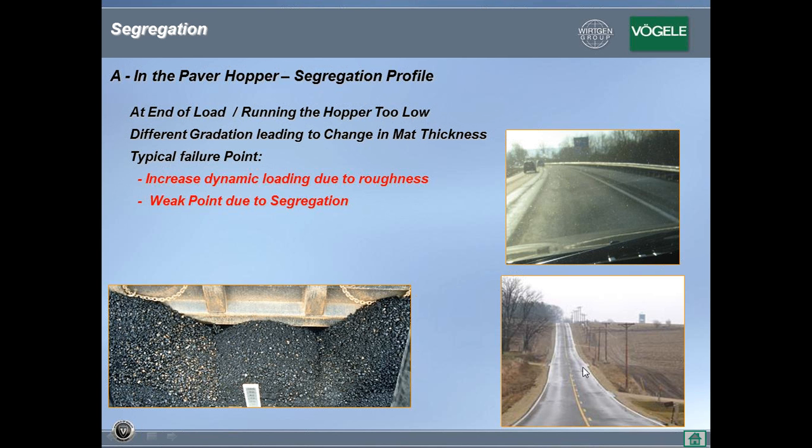And you could also see here, these are all truck end segregation, which of course is bad for the lifespan of the road, because the fines is where the asphalt is. So if there's no fines in this area here, there's nothing to hold the larger aggregate together, so that will be your first point of failure.